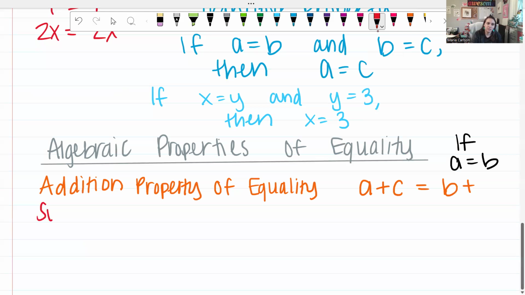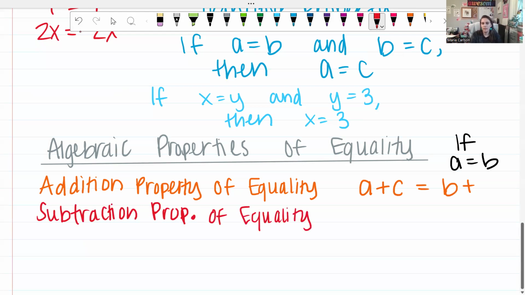Next, we have the subtraction property of equality. I don't want to call it just subtraction property, because now we are really dealing with an equation. So property of equality. If I have some term A again, and that is equal to B, and I take A and subtract C from it, that is the same thing as taking B and subtracting C from it. If I subtract from one side, I also subtract from the other.